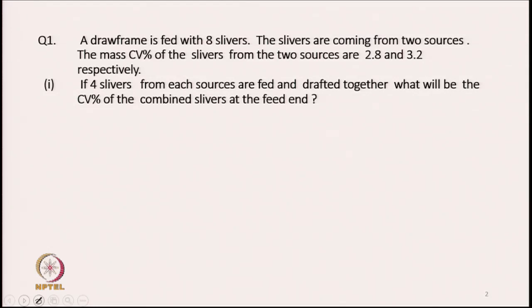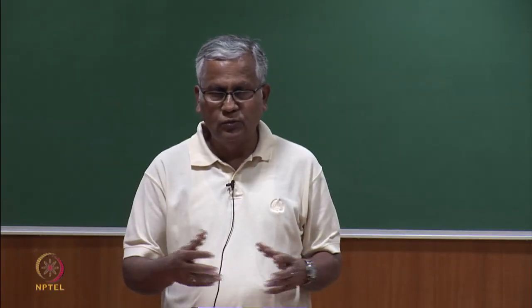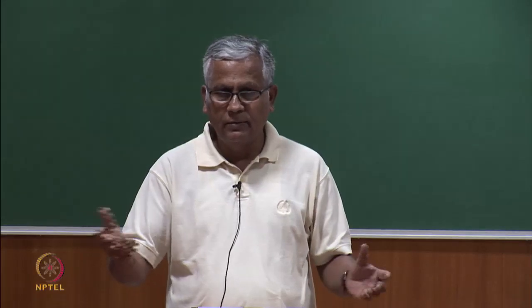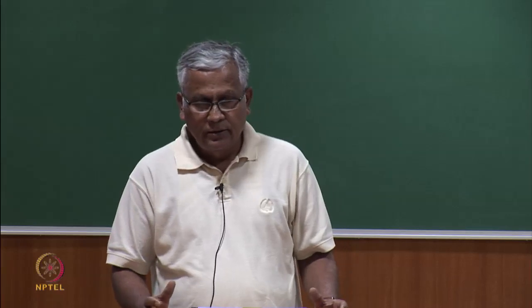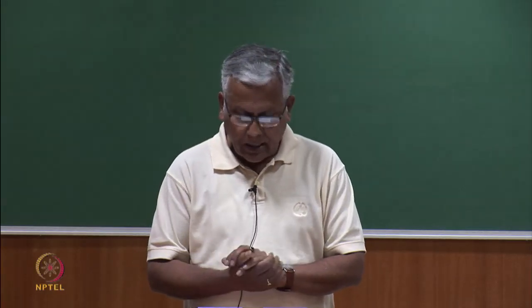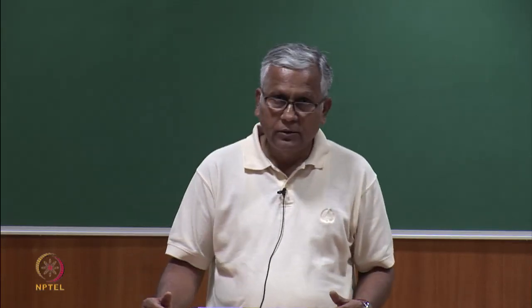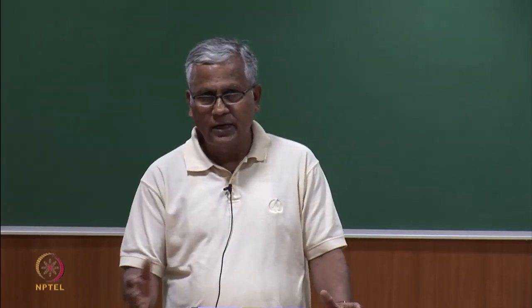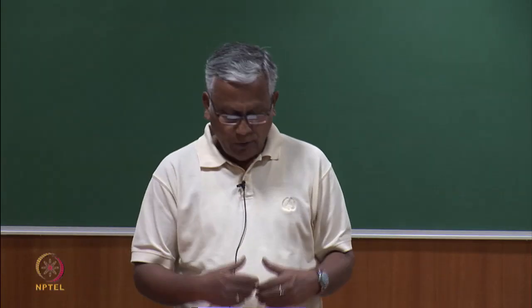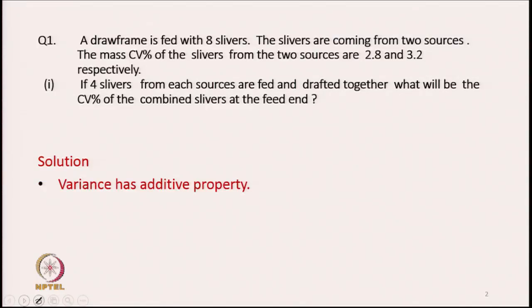So, there are 2 different sources from which the slivers are coming, maybe from 2 different carding machines, and therefore, due to some reason the sliver CVs are not exactly the same, but we are taking 4 slivers from the first source and another 4 slivers from the second source, and then 4 and 4 total becomes 8 that we are feeding. So, how do we go about solving this problem?